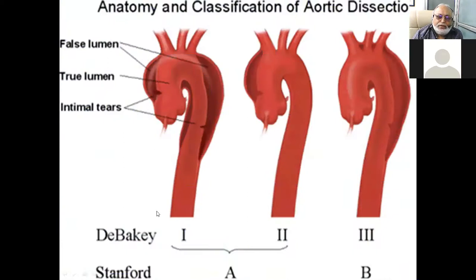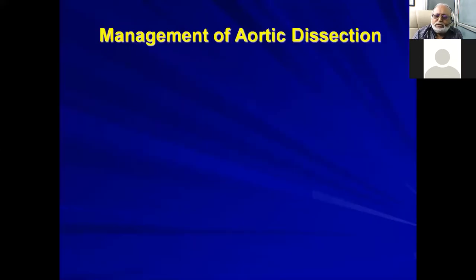Now, this is what happens. The DeBakey classification is divided into type 1, where you have involvement of the ascending aorta and the arch of the aorta, and then type 2 with only the ascending aorta, and type 3 where it is the descending aorta. So this is the classification, but basically it is a difficult disease to diagnose, and one should have a very high index of suspicion.